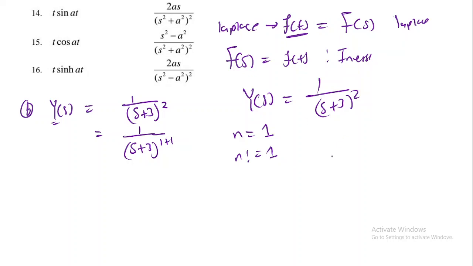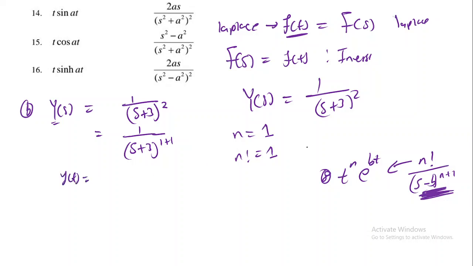We're still going to use rule number 8, which says if you're having t to the exponent n, e to the exponent bt, then your answer will be n factorial all over s minus b, which is raised to n plus 1. So we can see we're already in this format. So we're taking the inverse, it means we're moving to the other side. So basically we know y of t will have t to the exponent n. What is our n? It is 1. We know t to the exponent 1 is the same as t. It's like having x. You can't say I'm having 1x.